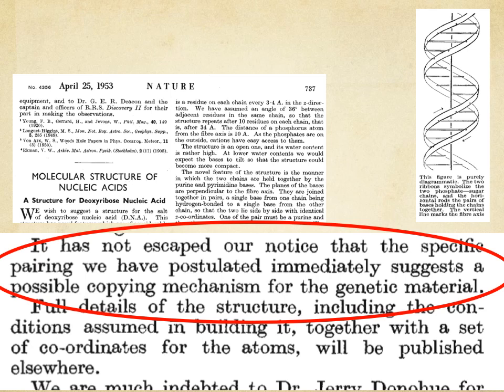It says, it has not escaped our notice that the specific pairing we have postulated immediately suggests a possible copying mechanism for the genetic material. That means the fact that they said A and T and G and C have to go together, and the structure of this, makes them think that this whole structure, this helical shape, could give a really easy way for the DNA to make a copy of itself.